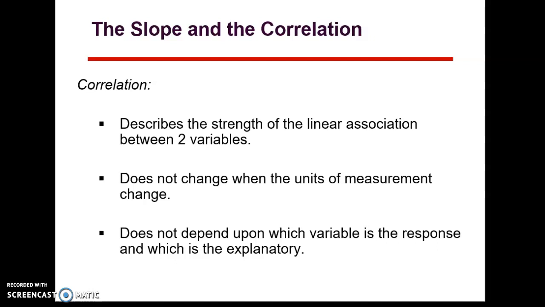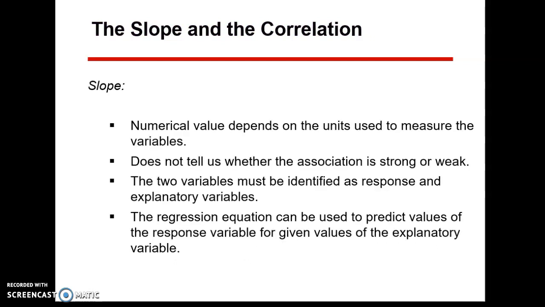Correlation describes the strength between them. It doesn't change if your units change. For instance, if you looked at two people and you measured them in centimeters or in inches, if one was twice as tall as another, it doesn't matter what units of measure you use. That's how correlation works also. The units do not affect the strength. And it doesn't depend on which is the response and which is the explanatory either. The slope does depend on the units used to measure them, and it doesn't tell us whether the association is strong or weak.